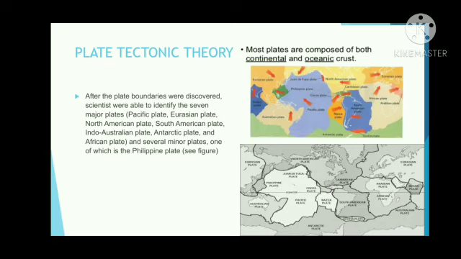After the plate boundaries were discovered, scientists were able to identify the 7 major plates: Pacific Plate, Eurasian Plate, North American Plate, South American Plate, Indo-Australian Plate, Antarctic Plate, and African Plate, and several minor plates, one of which is the Philippine Plate.